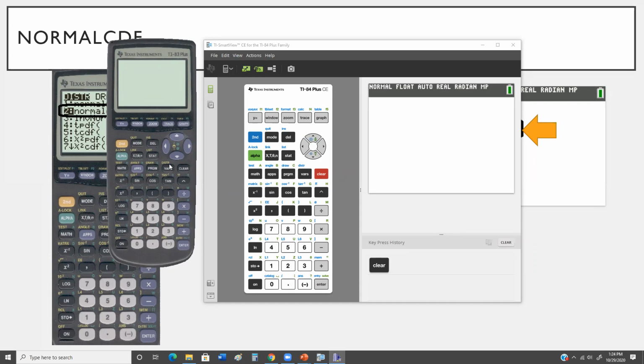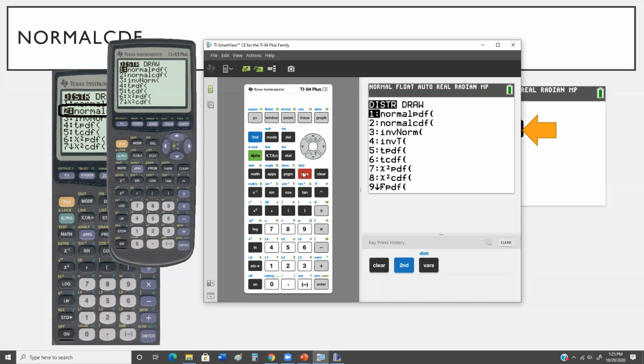All right. You see this button on your calculator called DISTR. Everybody hit second function DISTR. Do you see the first two options called normalPDF and then the second one called normalCDF? Can I get a couple of yeses in the chat that you see it? Yes. Okay, great.